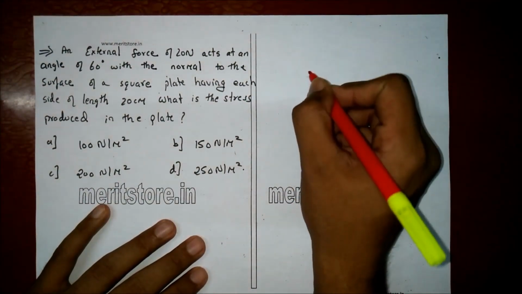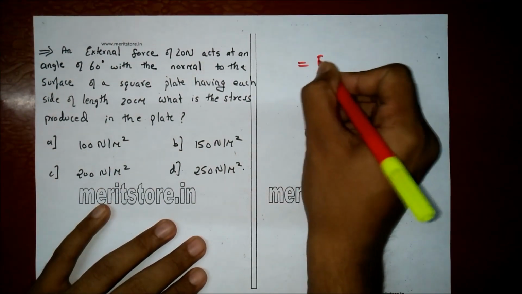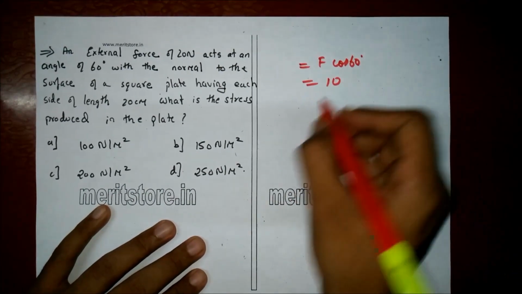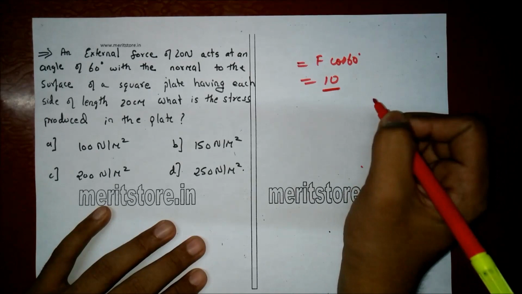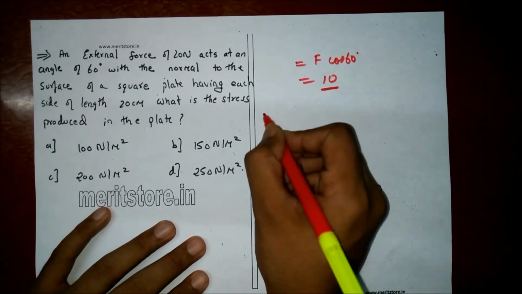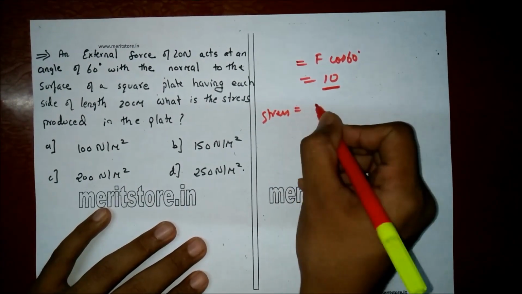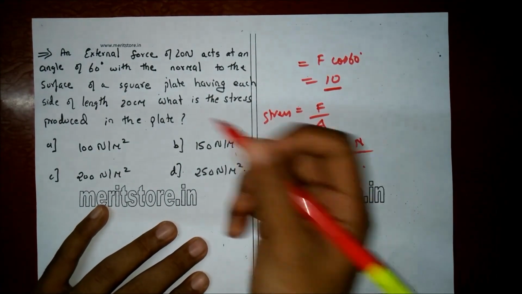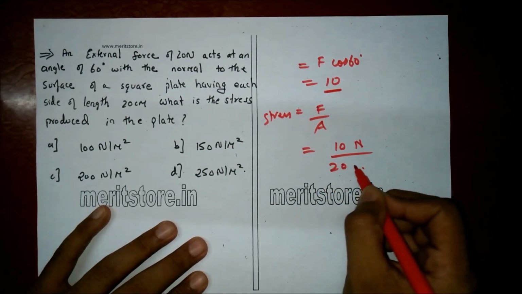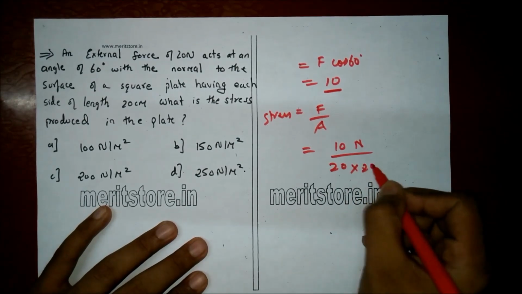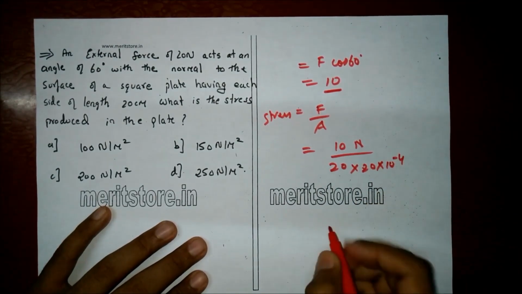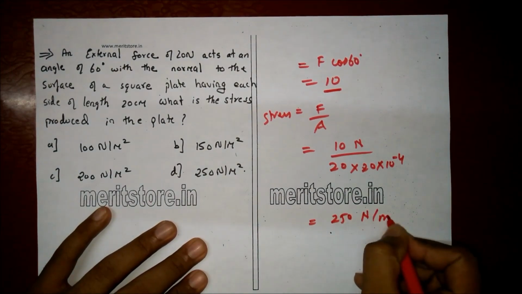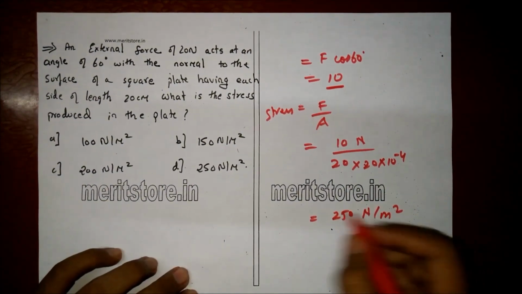Therefore, the normal component of force is equal to F cos 60 degrees, which is equal to 10. Therefore, this will be the actual force applied, not 20. Therefore, the stress produced will be equal to force upon area, which is 10 newtons upon the area, which is side square. Therefore, 20 into 10 raised to minus 4. On calculating, we'll get the answer as 250 Newton per meter square. Therefore, the correct answer is option D.